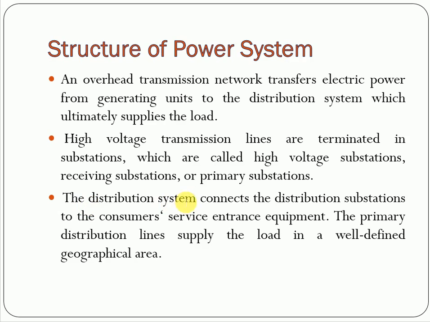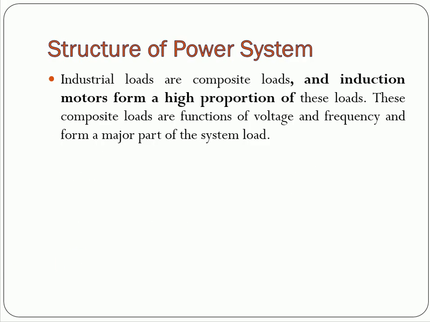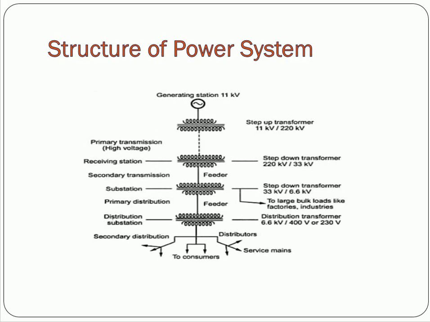The distribution system connects the distribution substation to the consumer service entrance equipment. The primary distribution line supplies the load in a well-defined geographical area. The industrial loads are composite loads and induction motors form a high proportion of these loads. These composite loads are a function of voltage and frequency and form a major part of the system load. These main points we have discussed in the figure which is shown here.